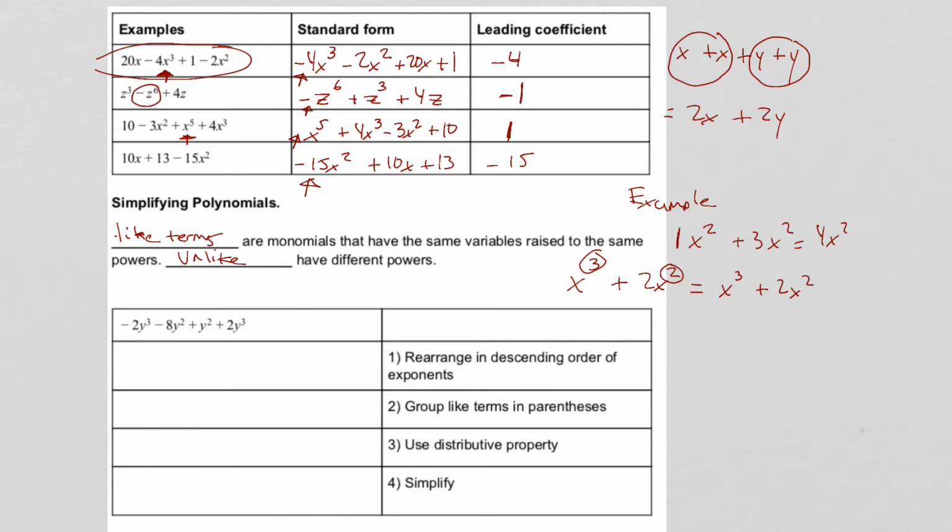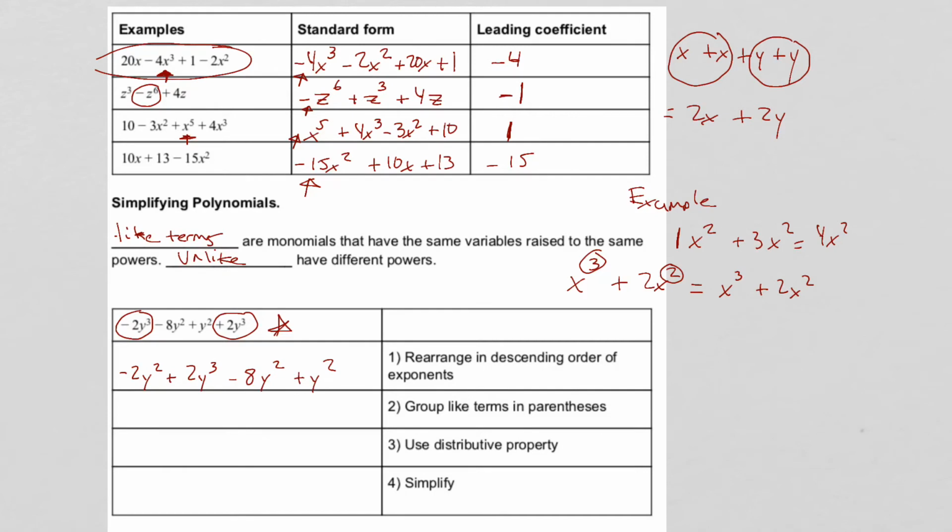So here we go. Let's take a look at a sample problem here. Let's see. What are the like terms? We're going to rearrange them in decreasing order of exponents. So we've got something to the 3rd plus another 2y to the 3rd. So I've got this one and I've got this one. And then what's after y to the 3rd? We have y squared minus 8y squared plus y squared. So far, so good. We've just rearranged the order, and that's totally allowed.